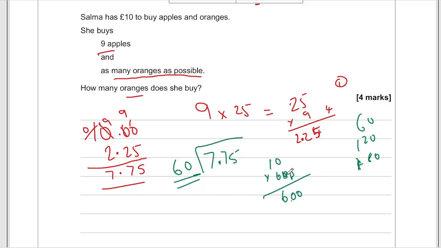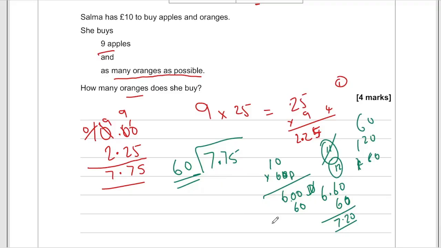Okay. And then if I add another one onto that, that's going to give me £6.60. That's 11. And if I add another one onto that, that's going to give me £7.20. And now I've got 12. Okay, so I started off with 10, then I had 11, now I've got 12.